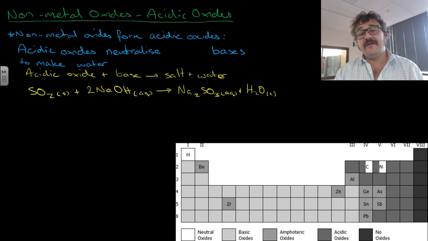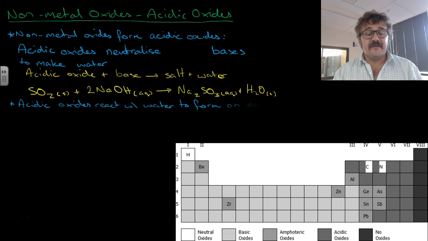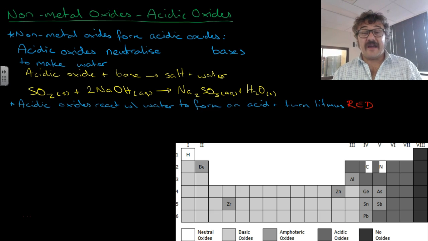For example, if we mix sulfur dioxide, which is a non-metal oxide, with sodium hydroxide, which is a strong base, we will get sodium sulfate plus water, and that's neutralizing that strong base. Acidic oxides will react with water to form an acid, and this will turn litmus red.